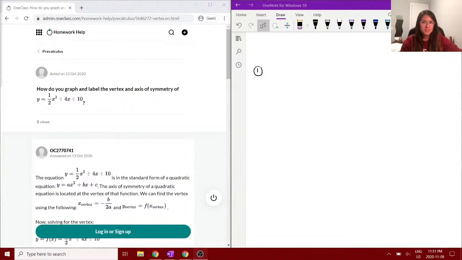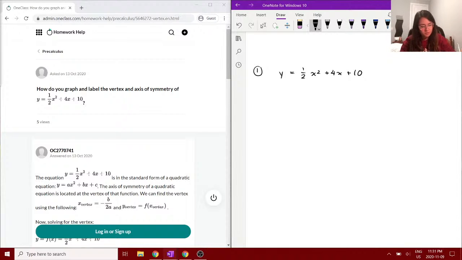Okay, so as you can see here, our first question is asking, how do you graph and label the vertex and axis of symmetry of y equals 1/2 x squared plus 4x plus 10. I'll just write that out here: y equals 1/2 x squared plus 4x plus 10.